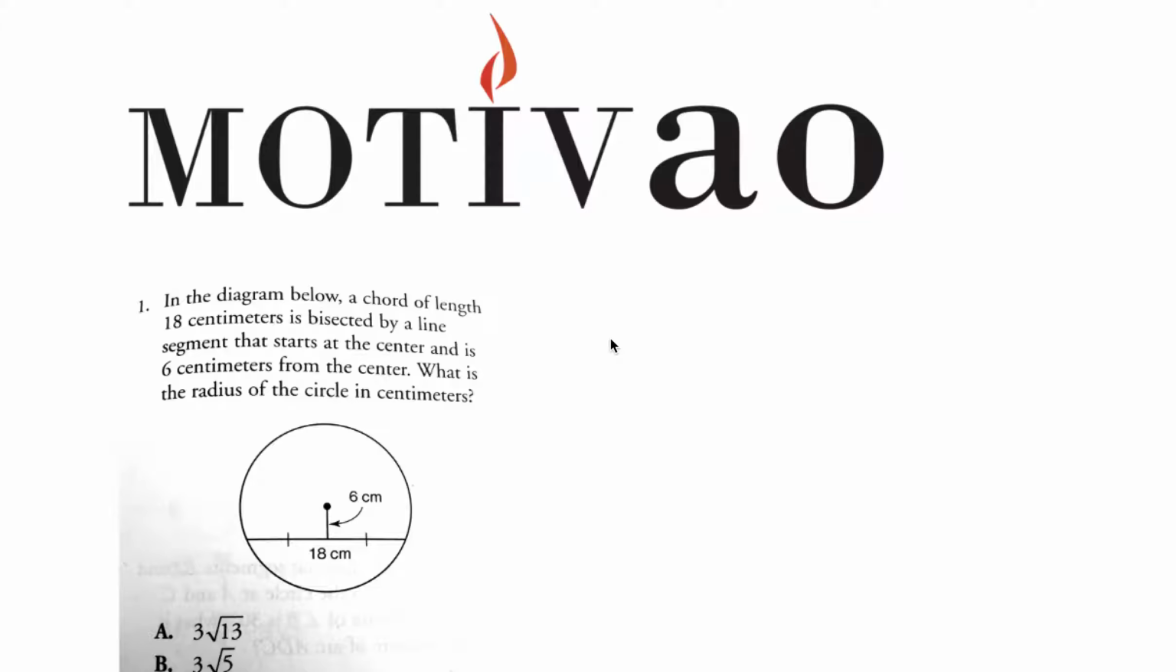It says in the diagram below, a chord of length 18 centimeters is bisected by a line segment that starts at the center and is 6 centimeters from the center. What is the radius of the circle in centimeters?